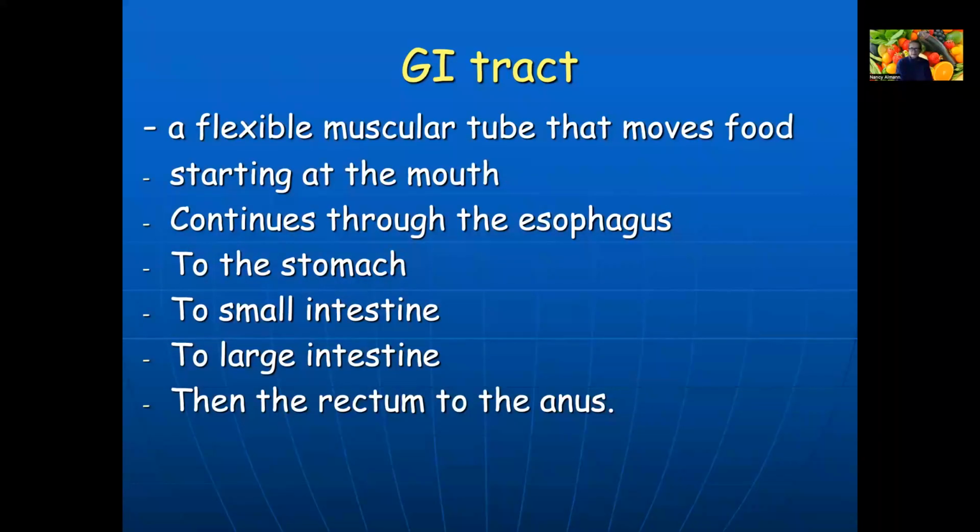The alimentary canal is basically a flexible muscular tube. Its job is to move food from your pie hole, from your mouth, down through the pharynx, the esophagus, the stomach, through the small intestine, through the large intestine, and then out to the big wide world through the anus.